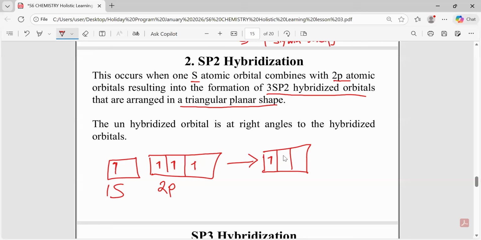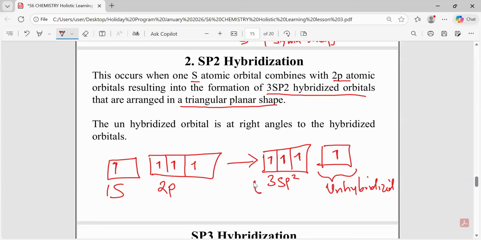So the 3 hybridized orbitals. Now, 1 is for s and the 2 are for p. And now they are forming what we call the 3 SP2. But you recall there is 1 for p which has not been touched, and therefore that one remains alone. And this is the one we say is unhybridized.